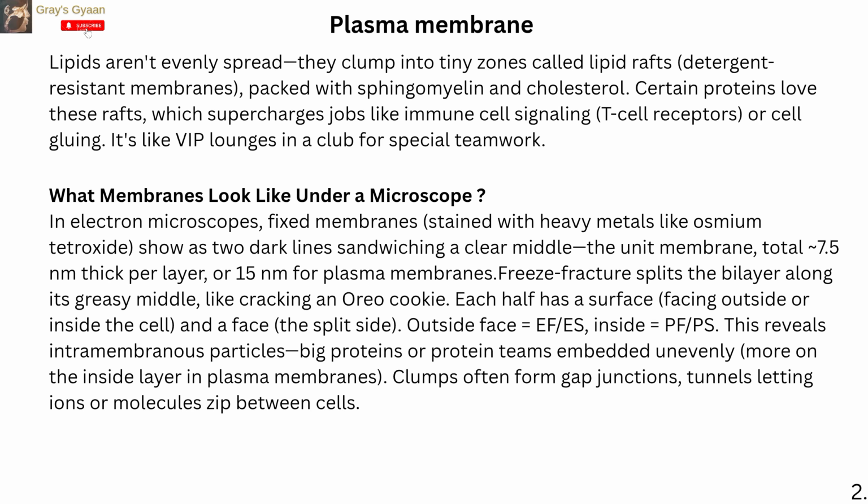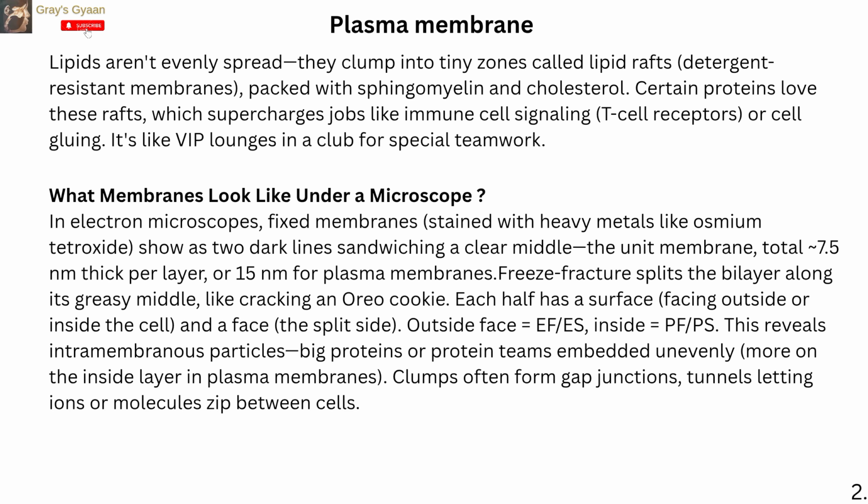Freeze fracture splits the bilayer along its greasy middle, like cracking an Oreo cookie. Each half has a surface, facing outside or inside the cell, and a face, the split side. Outside face equals extracellular fracture face, by exoplasmic or extracellular surface. Inside equals protoplasmic fracture face, by protoplasmic or cytoplasmic surface.